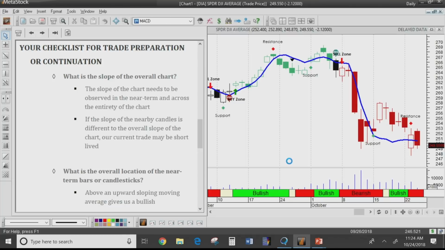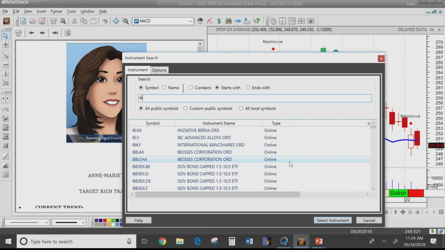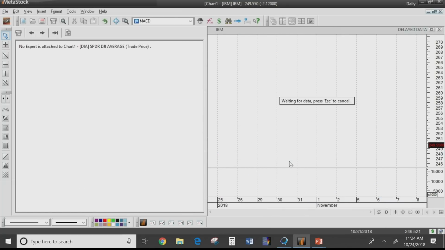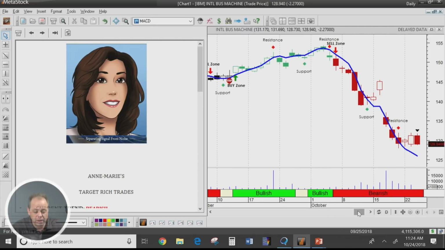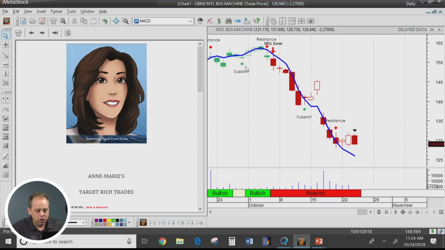Let's just look at a couple of different charting examples. One of the first stocks I looked at was IBM, and I do want to show that chart to you. So I'm going to go ahead and just type in IBM right here. Okay. IBM has been in a fairly significant downtrend as of late. Okay, you'll notice right here we had identified this as a resistance zone. Okay, it penetrated support the following day.